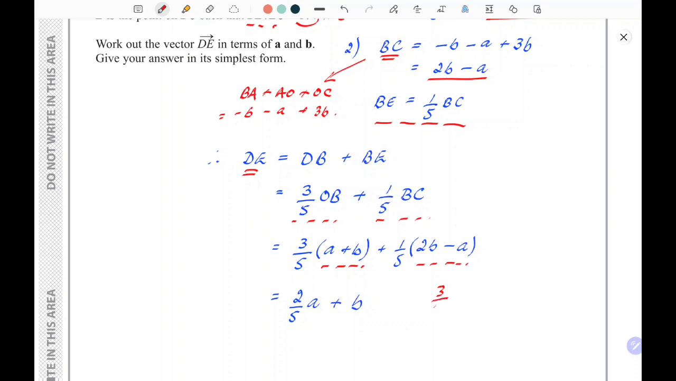So 3/5 of A plus, minus, let me correct that, apologies, small mistake there. Minus 1/5 of A from the second brackets, and you get 2/5 of A. And then also 3/5 of B plus 2/5 of B gives us 5/5 of B, which is just B. All right, hence the answer there.